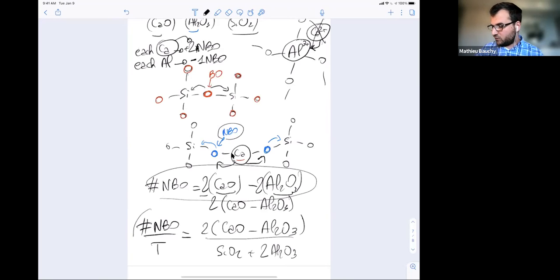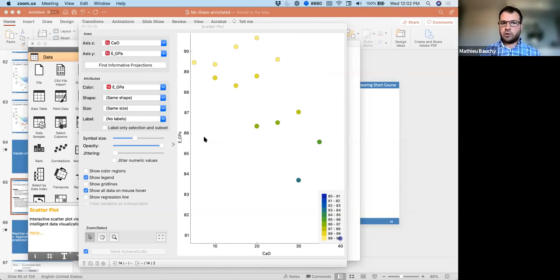Usually this metric, the number of non-bridging oxygen per tetrahedron, is a good metric to define how depolymerized the glass is. So let's see what it looks like. I just want to show you briefly, because it's more about illustrating how we create new features. So let's go back to Orange. The idea is as follows. So you look at this.